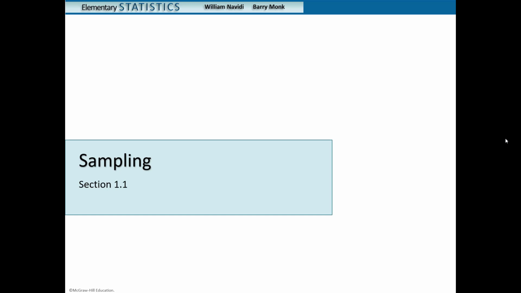In this section, we will introduce statistics, the field of statistics, which is really the entire focus of this course. So we'll provide a formal definition. And then we'll spend most of our time in this section discussing the process of sampling.